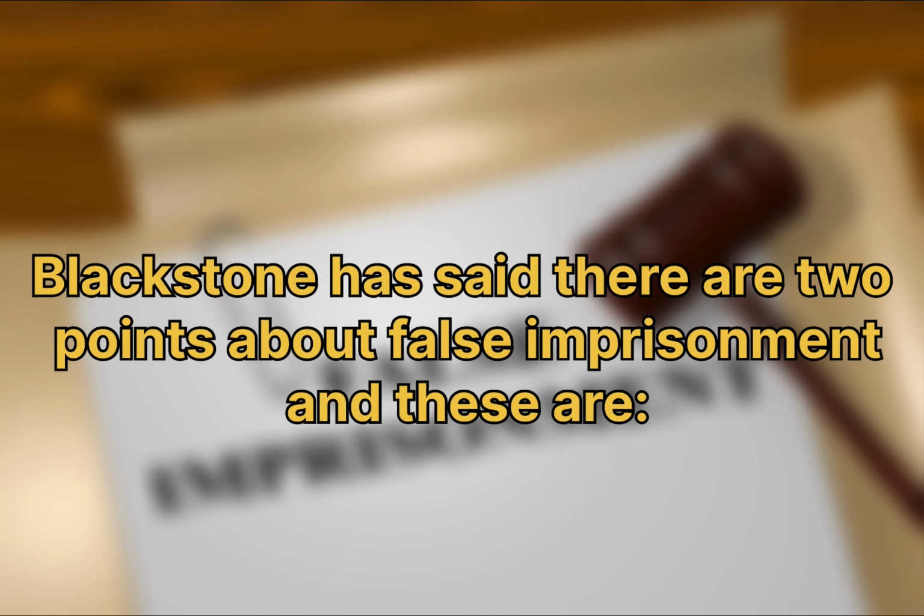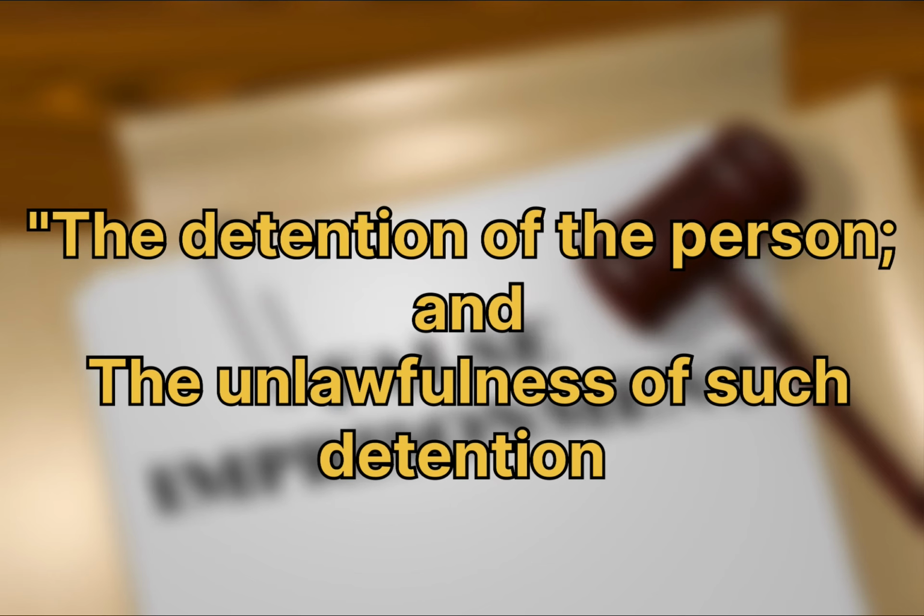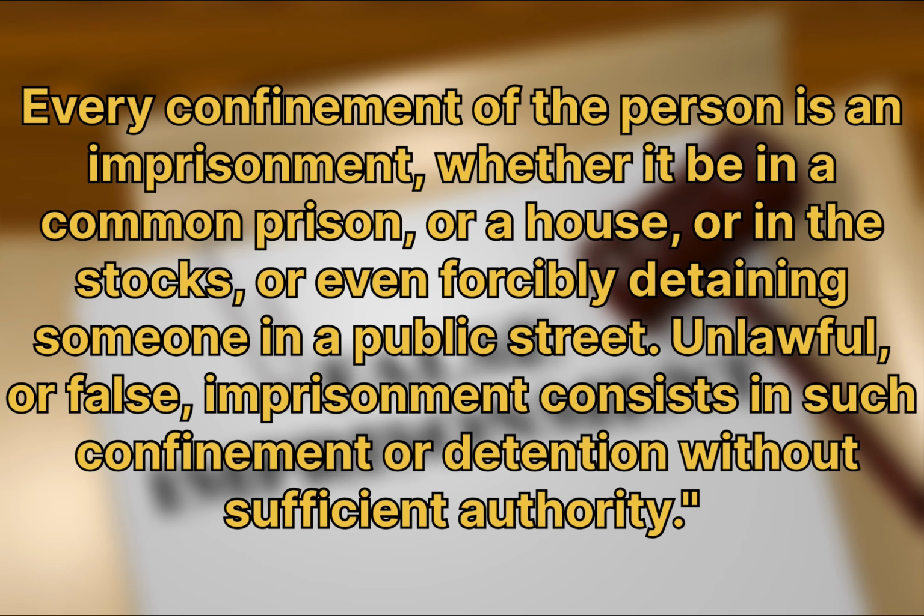Now, Blackstone has said there are 2 points about false imprisonment, and these are the detention of the person and the unlawfulness of such detention. Every confinement of the person is an imprisonment, whether it be in a common prison or a house or in the stocks or even forcibly detaining someone in a public street. Unlawful or false imprisonment consists in such confinement or detention without sufficient authority.